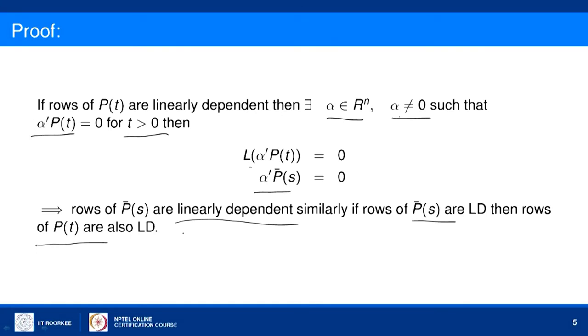So, we proved if rows of P(t) are linearly independent, then the rows of P bar(s) are also linearly independent. So, using that result, we can prove that statement 3 implies statement 4, and statement 4 implies statement 3, both can be proved by taking P(t) equal to e to the power At into B.